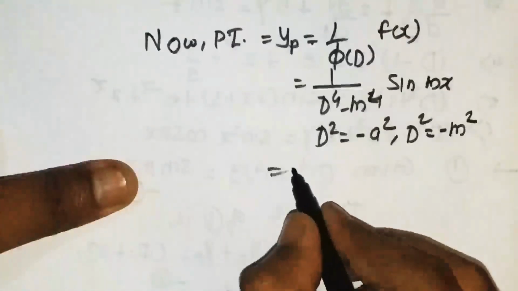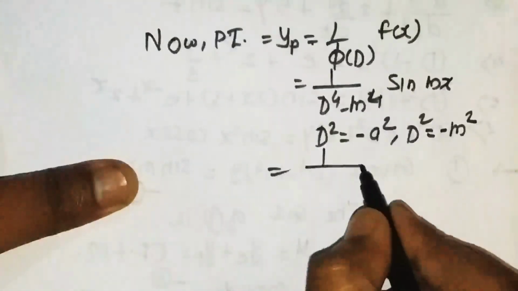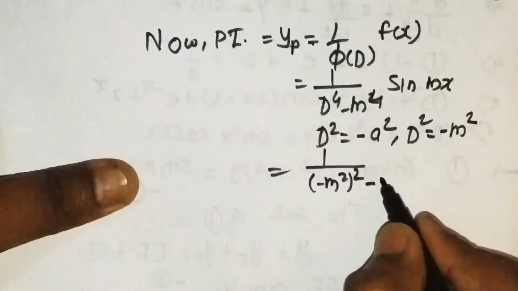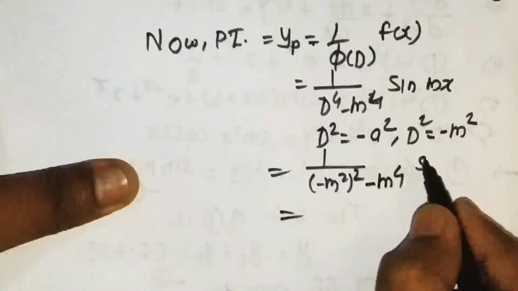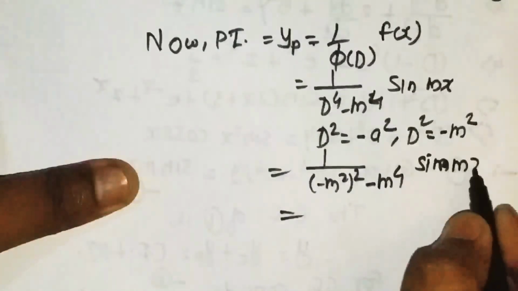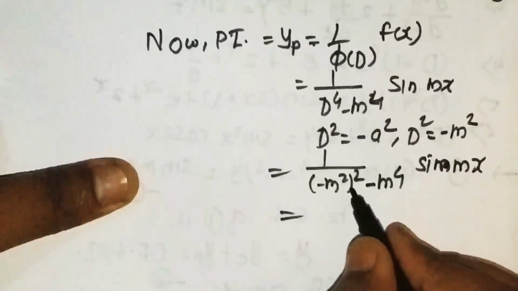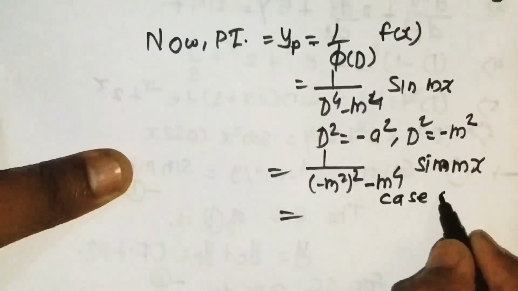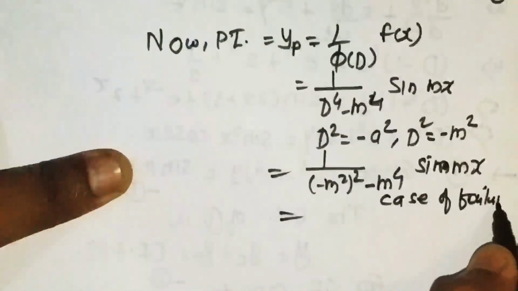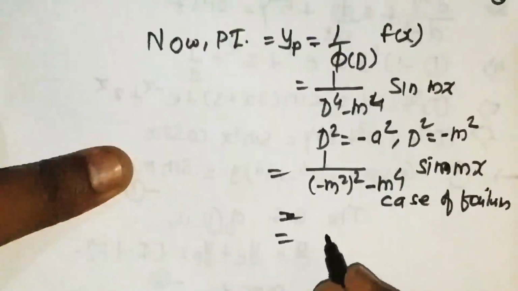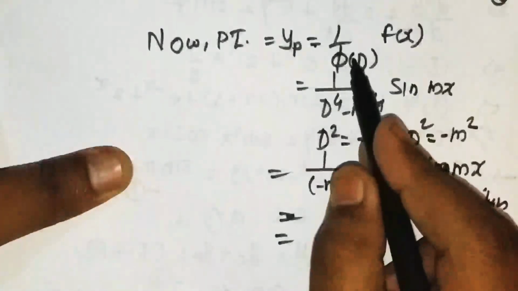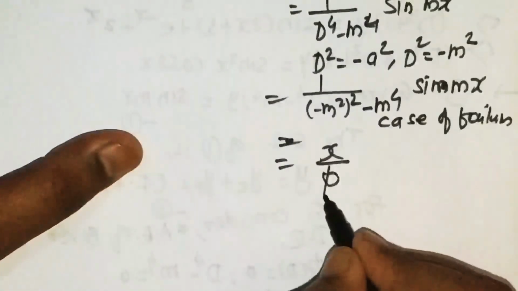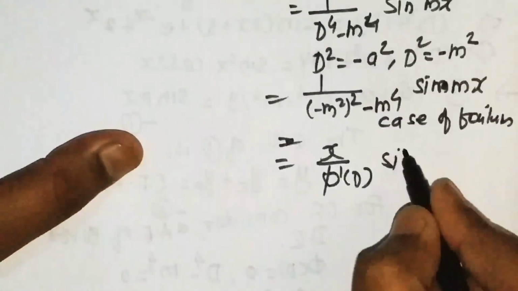So here we have D square square, which will be equal to minus m square square, minus m raised to 4, and sin mx as it is. Now if you take this power, it will be m raised to 4 minus m raised to 4, which is 0. So we got 0 in the denominator. This is the case of failure. Whenever 0 is in the denominator, the case fails. So when the case fails, we multiply by x, take 1 upon phi dash of D, that is, we differentiate phi of D, and sin mx as it is.